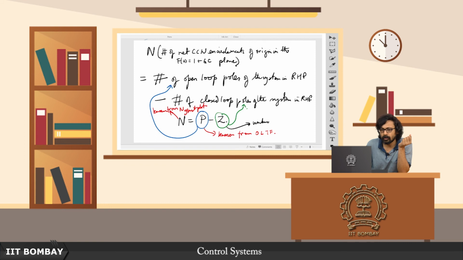So this is the only unknown: how many closed loop poles are there in the RHP. But with this Nyquist criteria, once you sketch the Nyquist plot, you know N, you know P, therefore you also know Z. So you know whether Z is 0 or not. If Z is not 0, then you know that the closed loop system is in trouble. It is an unstable closed loop system, alright. That is the most crucial aspect of this Nyquist criteria, you have to remember always.